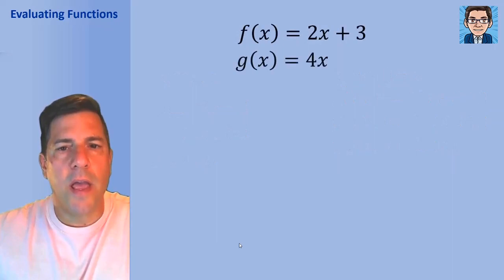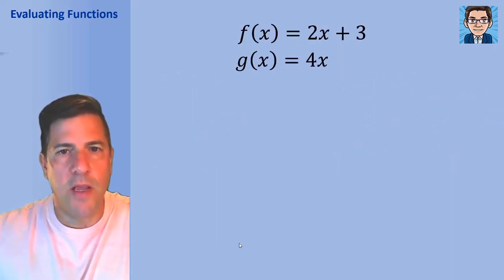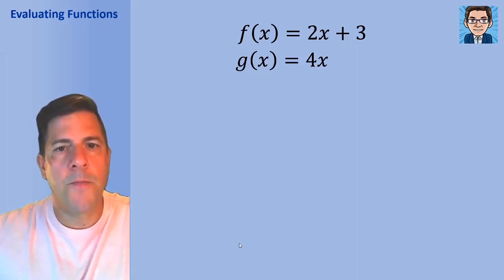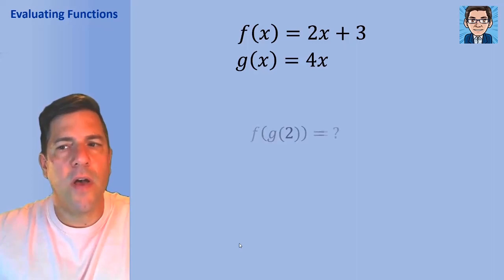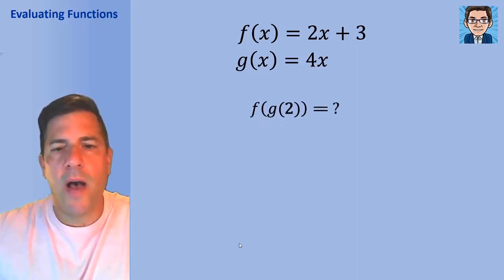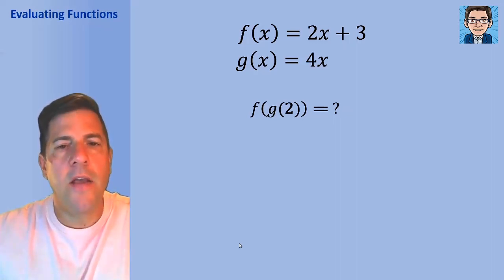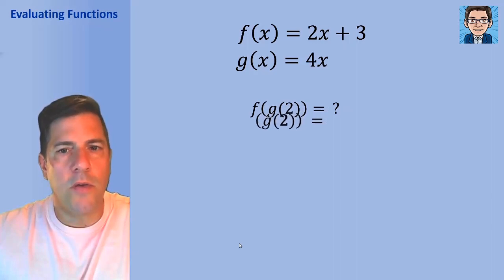So now let's take a look at a composite function. If we have two functions, one is named f and one is named g. f of x is 2x plus 3, g of x is 4x. And if I was to ask you to find f of g of 2, this is a composite function. We work from the inside out. So we first have to find g of 2 in order to do this.